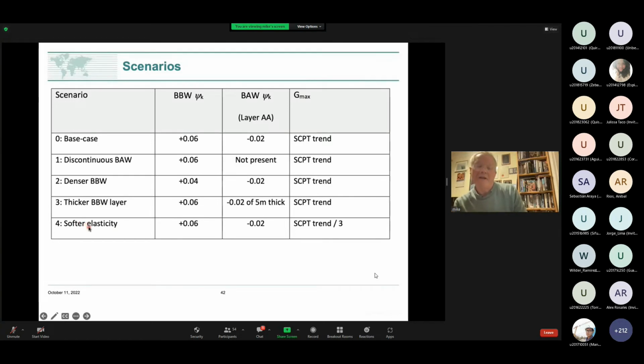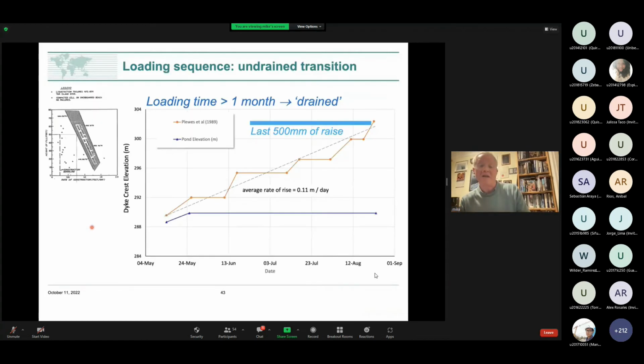And the other thing we explored was that, I indicated my concern about, or experience of, what we see mechanically being lesser than what we see geophysically. So what we explored with scenario number 4 was, let's put that idea in play, and we used a reduced Gmax.